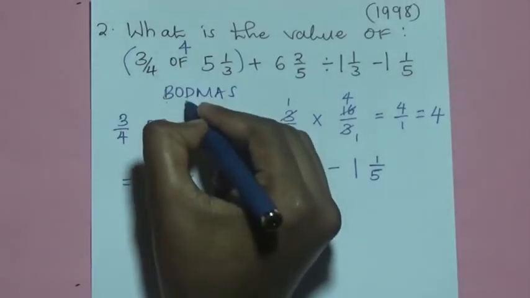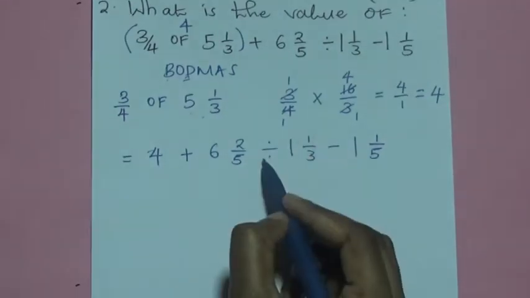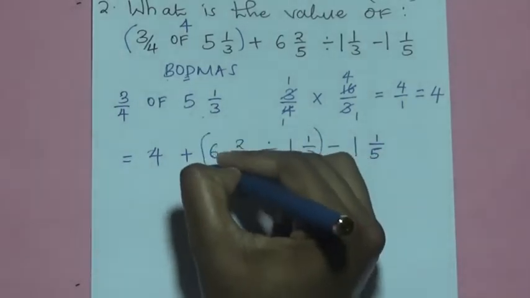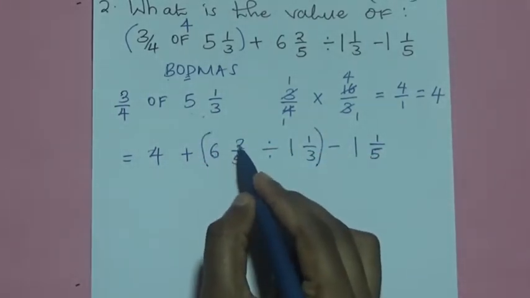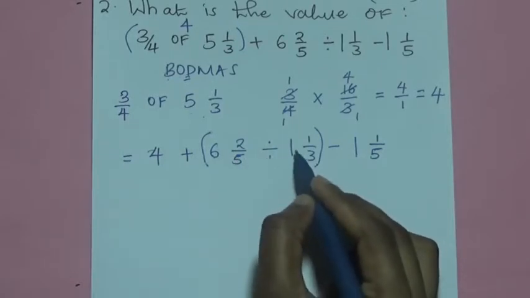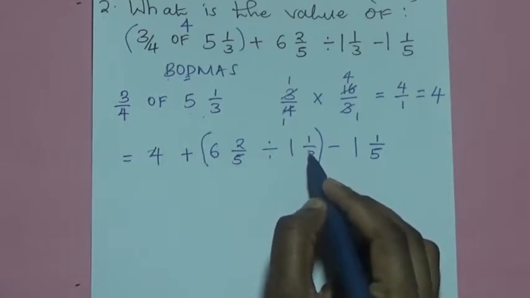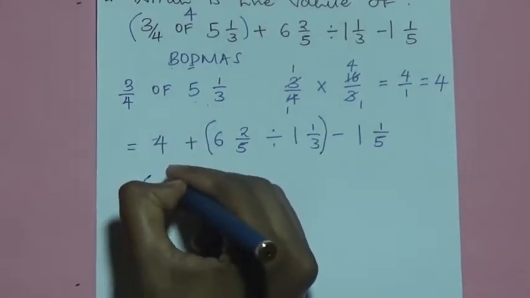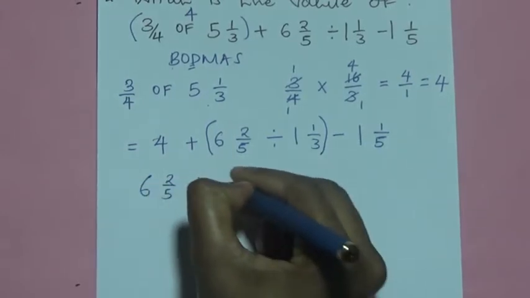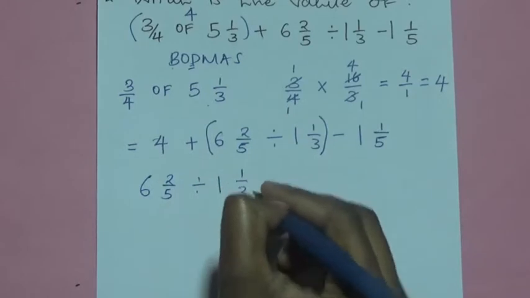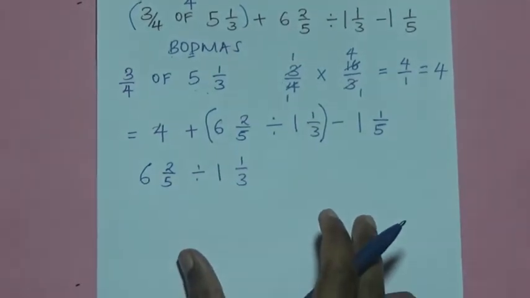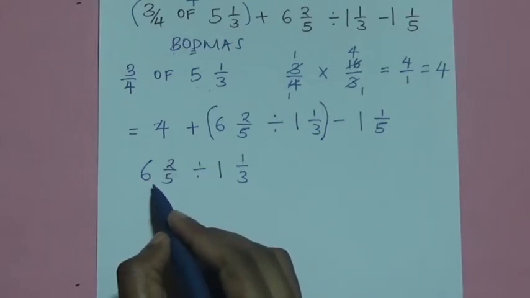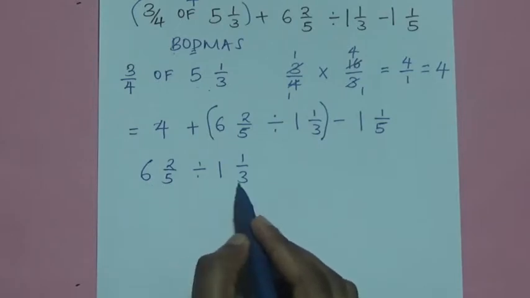The next one is division. Now we have a division here, so the next step will be to work out these two first, which is 6 and 2 over 5 divided by 1 and 1 over 3. So we have 6 and 2 over 5 divided by 1 and a third, like that. Now when you are dividing, it's the same thing. First you have to change the mixed fraction into an improper fraction.